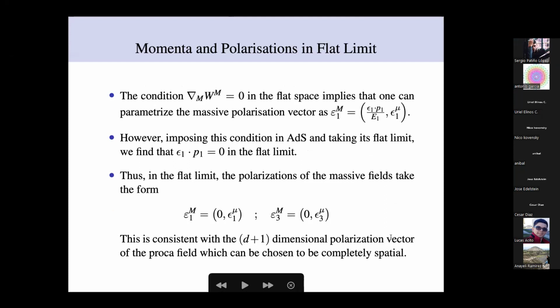So the 0th component just involves epsilon1.p1. But if we impose this condition in AdS and take its flat limit, we find that epsilon1.p1 is 0. This means that in the flat limit, the polarization of massive fields takes this form, so that the 0th component is vanishing. This is a special choice, which is consistent with the flat limit.